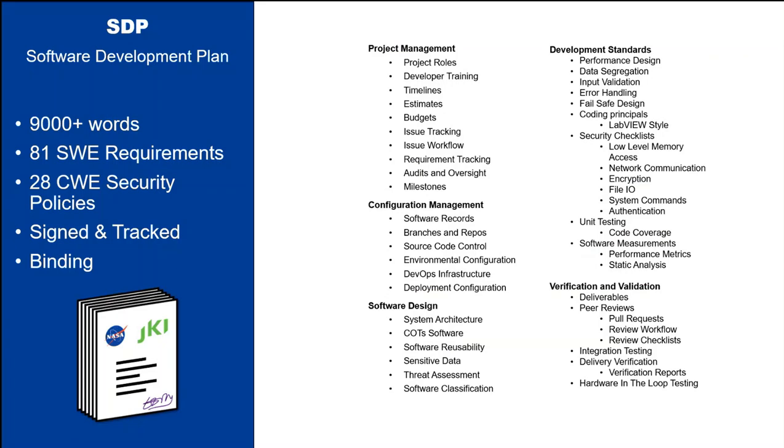We were required to create a software development plan that identified the 81 software engineering requirements and the 28 common weakness enumerations, and create a large document that specified exactly how we identify, track, and maintain these. All the highlighted things you see here are areas impacted by security. It ends up being a big part of the document, a big part of the work.